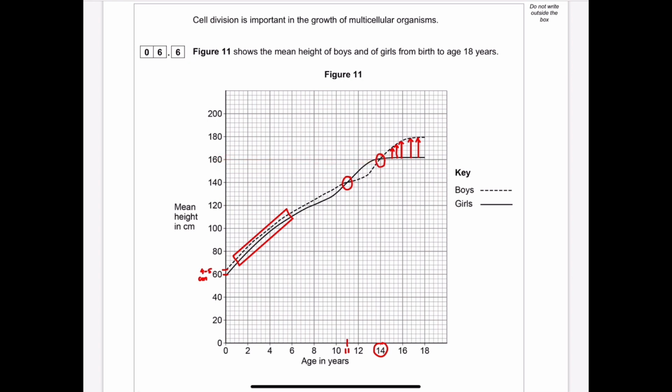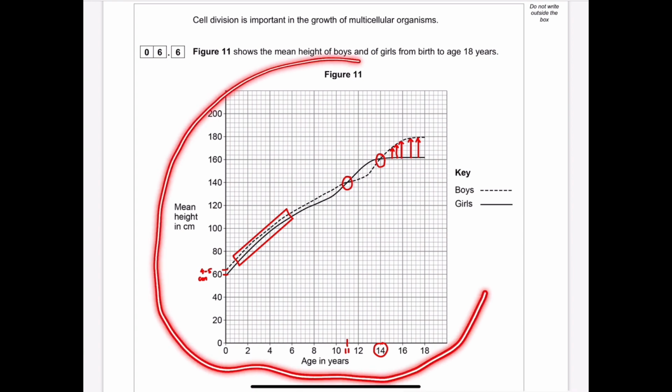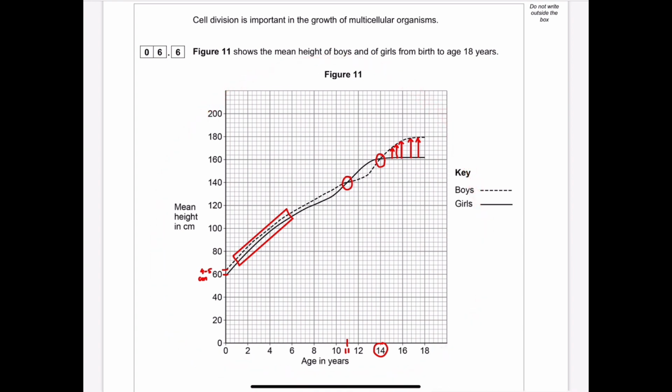I have already elaborated the graph to help the students. After that, we can see that the height of the girls is not increasing anymore, but the height of the boys is increasing. It keeps increasing by 5 to 18 centimeters up to the age of 18. The students need to use figure number 11 and the values given here to explain question 6.6.